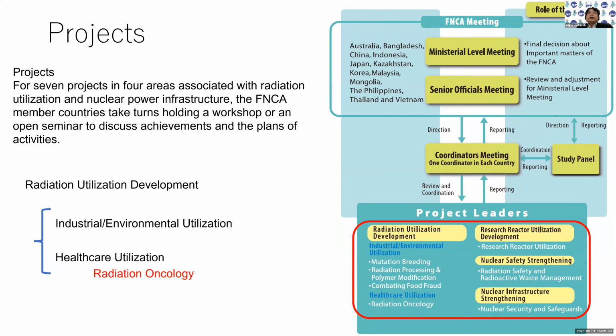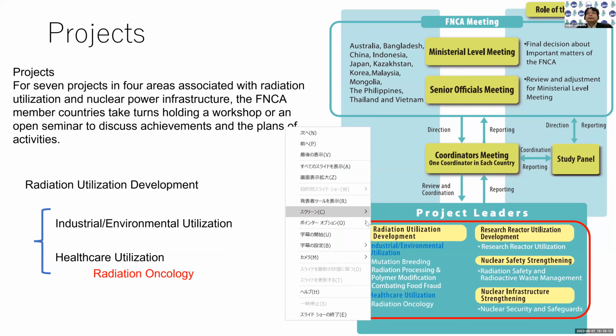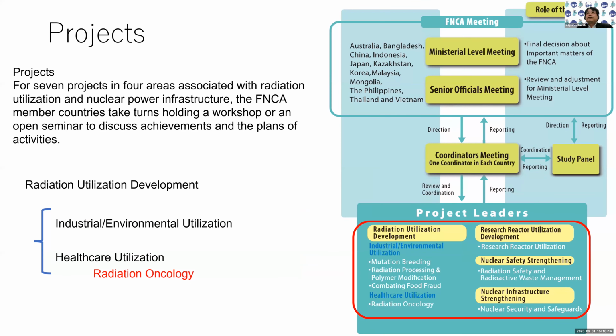And the energy project, so we have 7 projects in 4 areas associated with radiation utilization, nuclear power infrastructure, nuclear safety strengths, and nuclear infrastructure strengths.